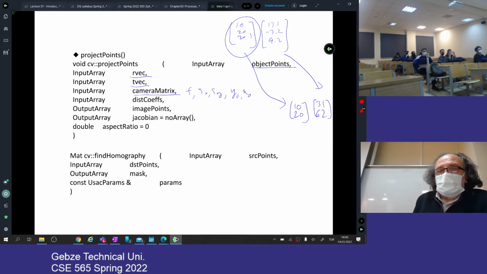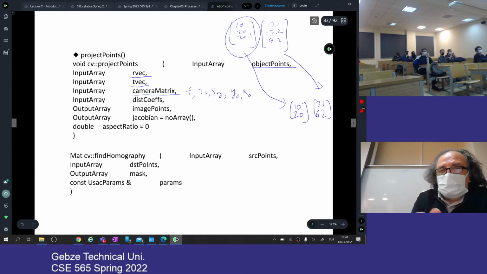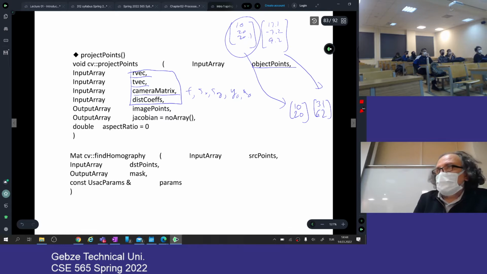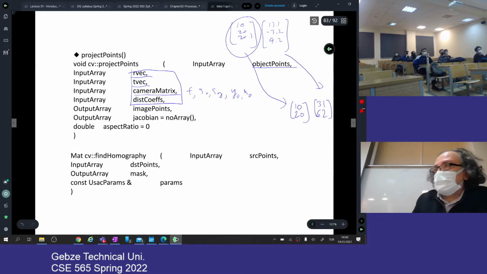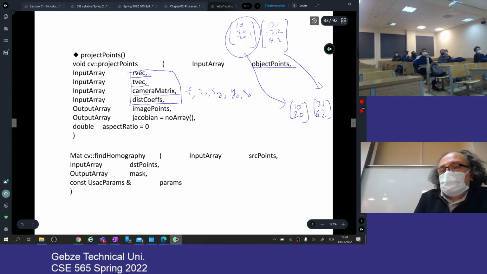You might ask, where are we going to get these values? These all are produced by a process called camera calibration. We talked about that last time. So question for you, where do you get your object points? Where do you get the three-dimensional points of the objects in the real world? Given these three-dimensional points, I can produce the two-dimensional image coordinates.